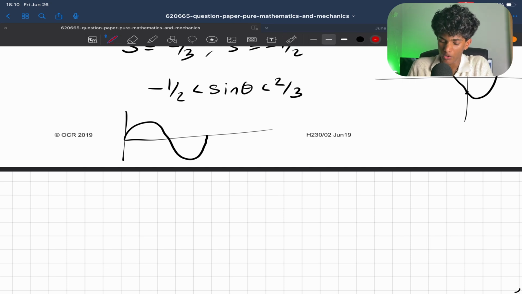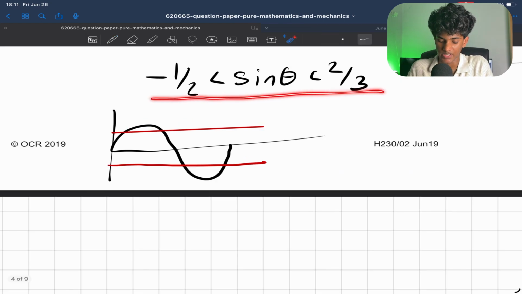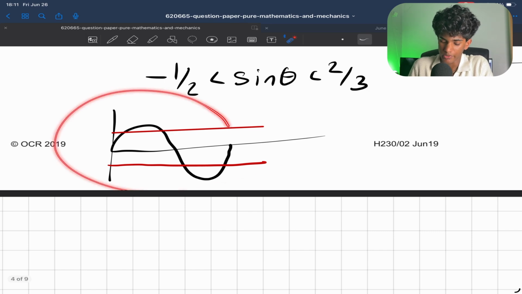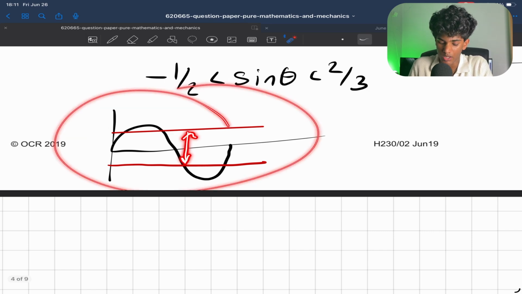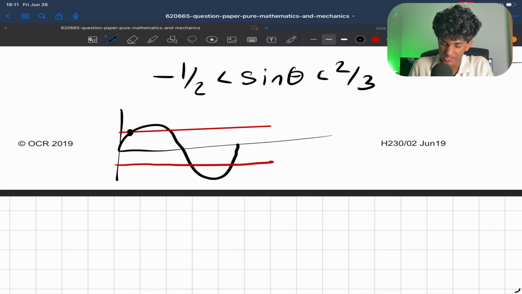Now, let's draw on our y equals 2/3, which is about there, and our y equals minus 1/2. Let me just move that down a bit, that's a bit confusing. Okay, we want minus 1/2 is less than sine theta is less than 2/3, right? So we want whichever parts of this sine graph are between these two lines, which would be this part here, and this part here. The way we need to do that is we need to figure out what these points actually are. So let's work out the 2/3 bit first, the upper bit.